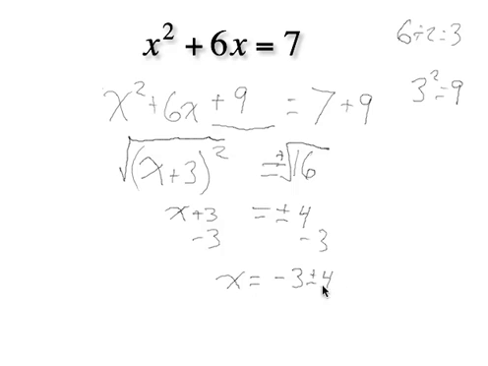Now this is actually two different answers. Negative 3 plus 4 and negative 3 minus 4. Negative 3 plus 4 is 1, and negative 3 minus 4 is negative 7. So x is either equal to 1 or negative 7.